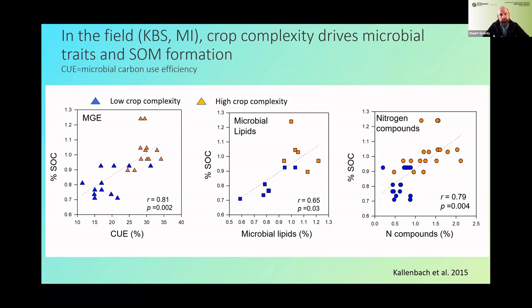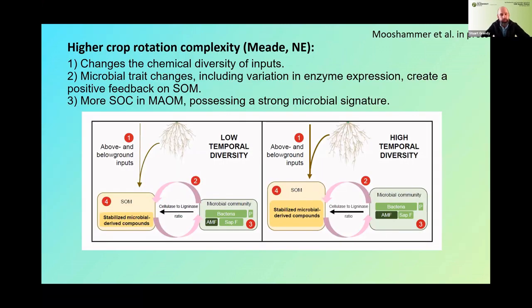This work was done at the Kellogg Biological Station, but in this new work by Maria Moshammer that's in press, we saw a very similar dynamic in Mead, Nebraska, where high temporal crop rotations changed the diversity of chemical inputs. This specifically led to microbial trait changes, including variation in enzyme expression, changes in the abundance of AMF fungi, and changes in specific bacterial biomarkers, which created a positive feedback on the soil organic matter pool. In particular, we saw more soil organic carbon in the Mayon pool and nitrogen, and this organic carbon and nitrogen possesses a very strong microbial signature.